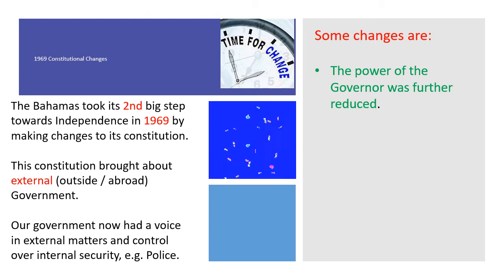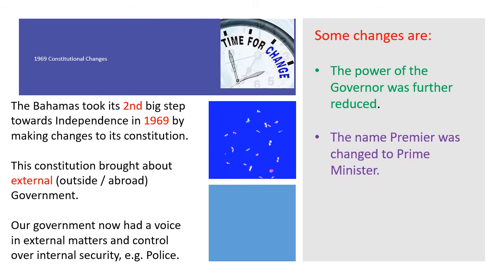Yes, the royal governor that came from Great Britain to rule over the Bahamas and represent the King and Queen of Britain, because we were a colony and not independent, he had a lot of power. In fact, he had more power than the House of Assembly. So in 1964, some of his power was reduced, and in 69, his power was further reduced.